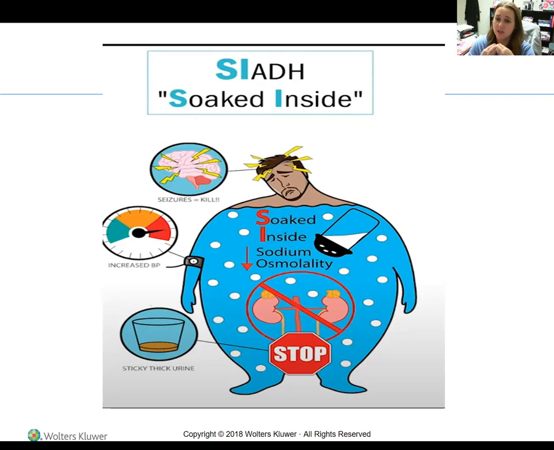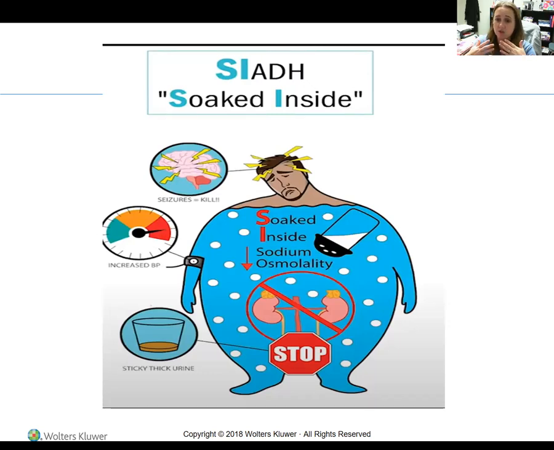So what are we going to see? We're going to be soaked inside, right? All that fluid is going to be kept inside. So we're going to have fluid volume overload. When we have fluid volume overload, just like we've talked about in different chapters, we're going to have increased blood pressure, and then we're going to hemodilute, right? So we're going to have too much water. Just think of it, everything is just liquidy and soggy inside.